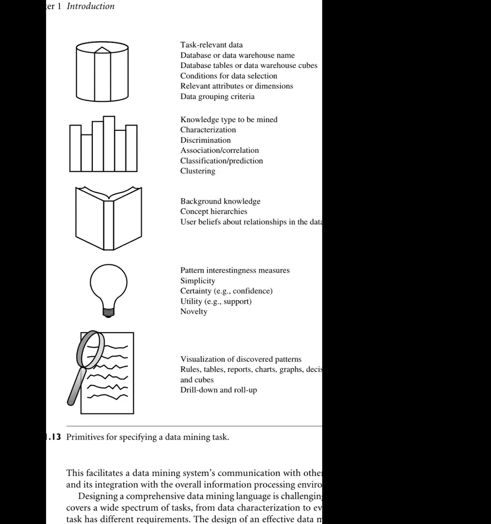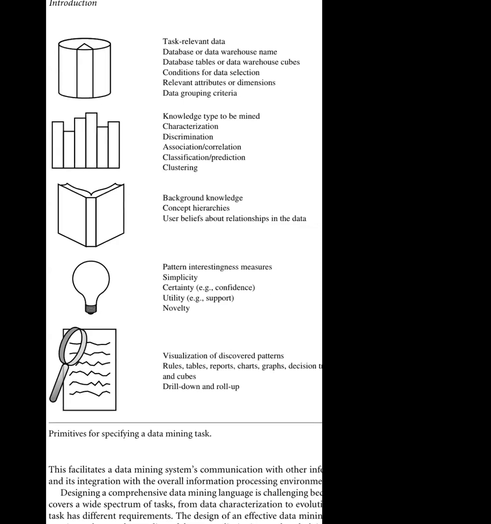And the next one is background knowledge. Background knowledge can be represented as concept hierarchies and user beliefs about the relationships in the data. Background knowledge means complete information about that particular concept, like concept hierarchies. We can discuss it here.